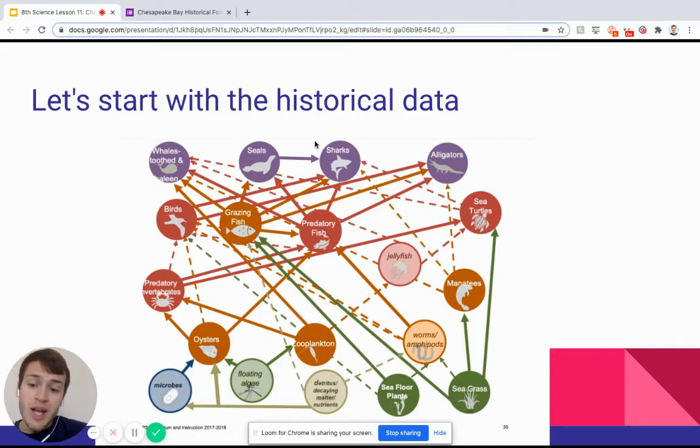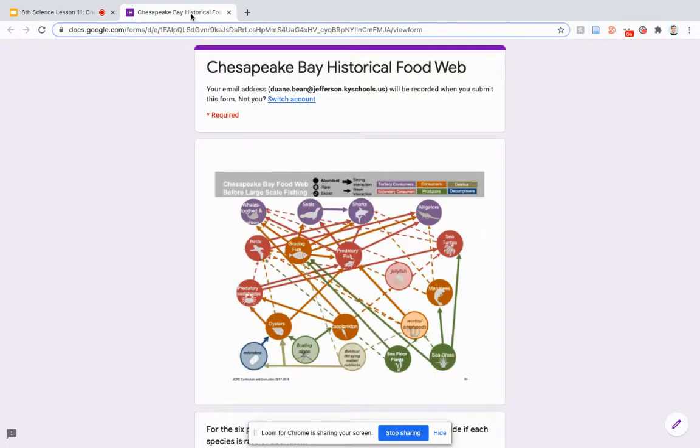If you go into Google Classroom, there is an assignment called Lesson 11, Chesapeake Bay Historical Food Web Worksheet. And it looks something like this.